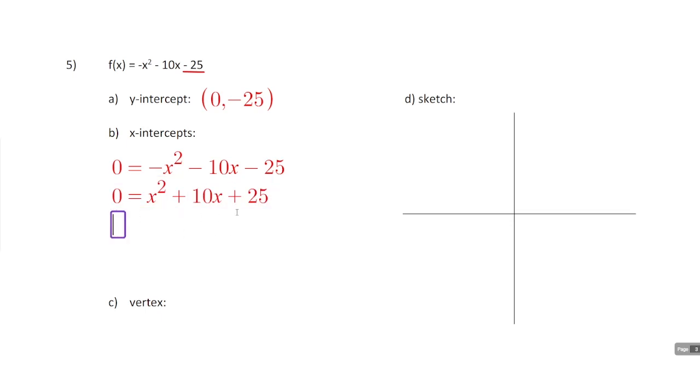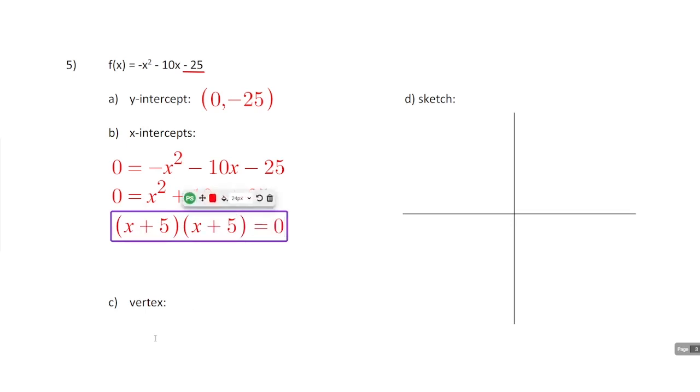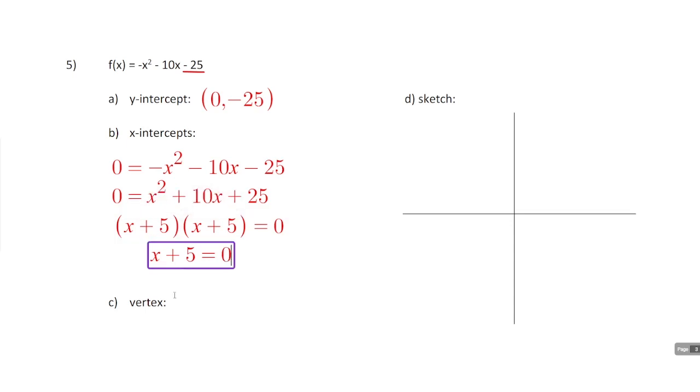So 2 numbers that multiply to give me 25 and add up to 10 are going to be 5 and 5. So we have x plus 5 as, well, both of the factors, which means we're only going to have one x-intercept here, and we talked earlier about what's the significance there. When you only have one x-intercept, that means at that point is also going to be your vertex. So my x-intercept here is at negative 5.